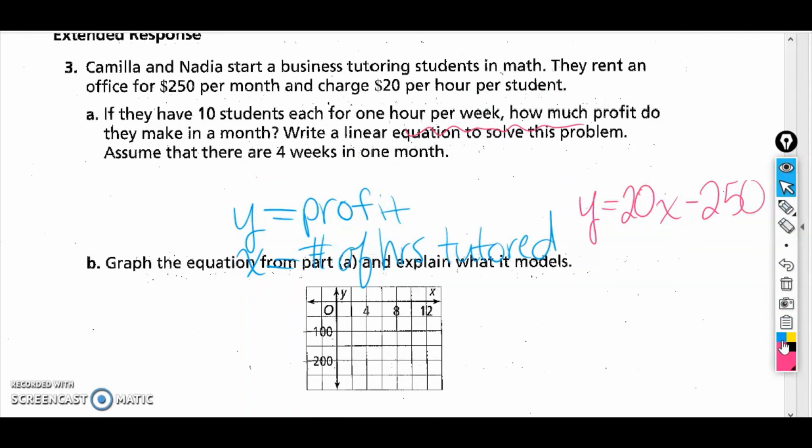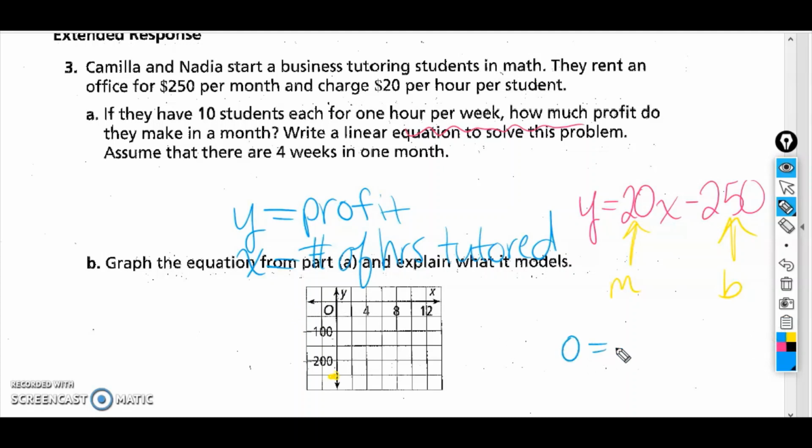Okay, so if we were to graph this equation, we would start on the y-intercept, because if we're looking at our equation, this is our slope, and this is our y-intercept. So we would start at negative 250 and put a dot, and then we would go up 20 over 1, up 20 over 1, or I could just figure out when y is 0. So I could figure out where I need to cross my x-axis, because my y value would be 0. So let me find out what that would be.